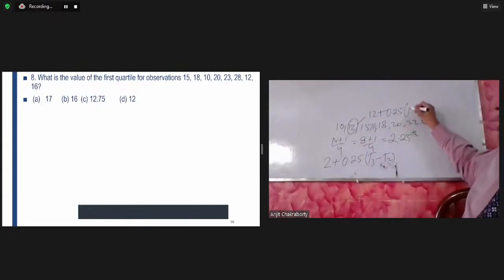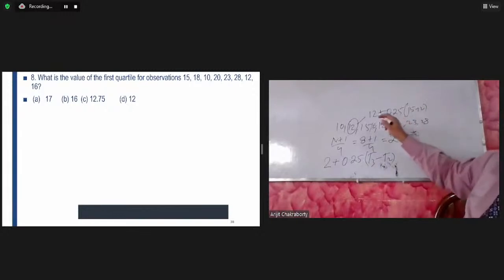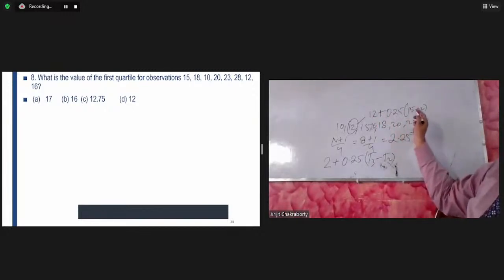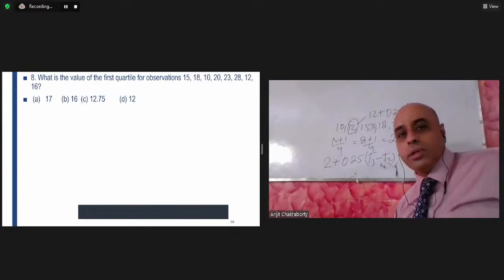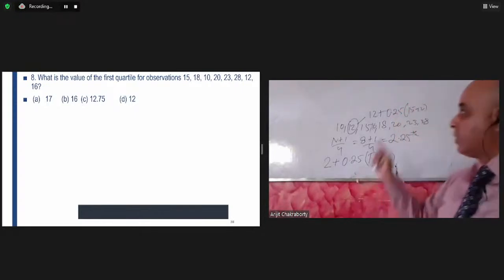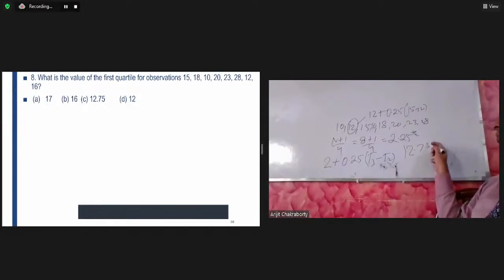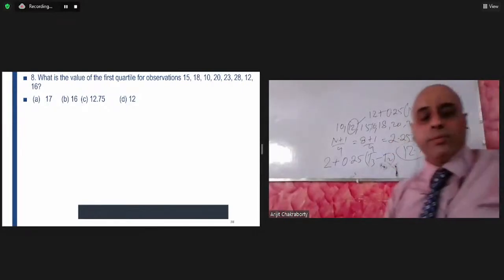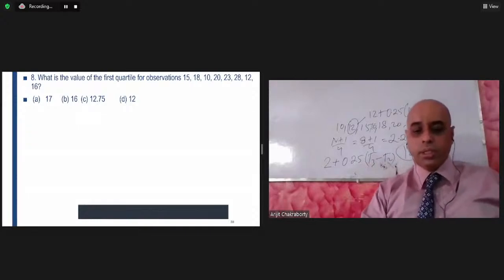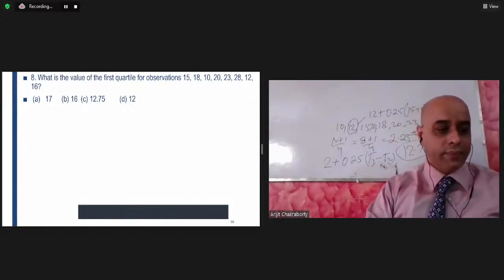So it is 15 minus 12. So it comes to 12 plus 0.25 into 3. 0.25 into 3 is 0.75 plus 12 will give the answer 12.75. Answer is 12.75. So option C seems to be the right answer.